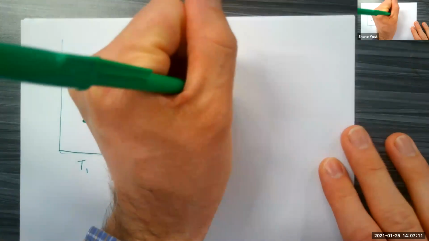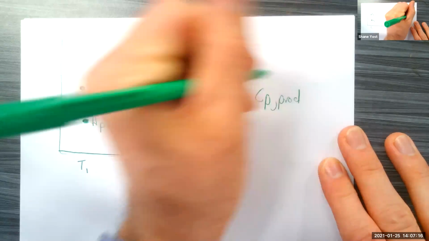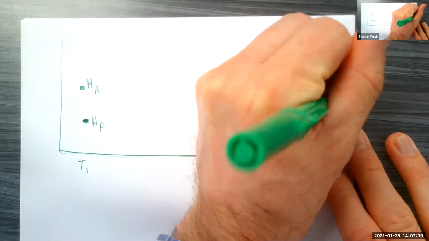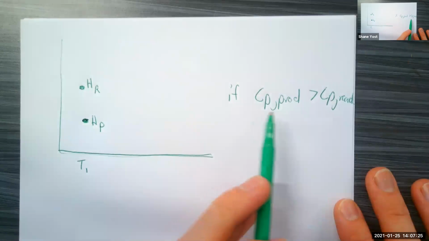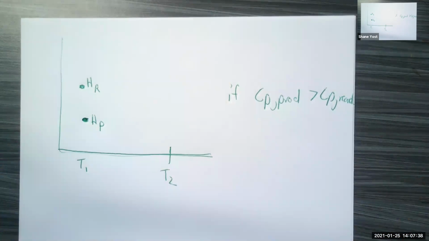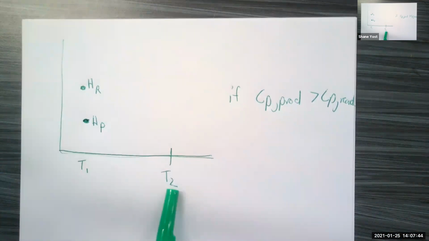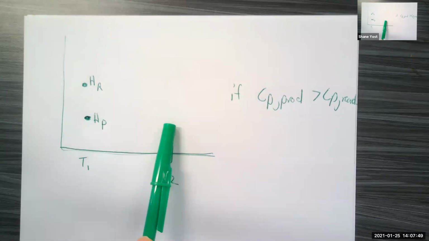Now, if Cp of the products is greater than Cp of the reactants, what that means is that at some higher temperature T2, there will be a greater change in enthalpy for the products than for the reactants. Because if I want to get my products from temperature 1 to temperature 2, I've got to add some amount of heat to get there.